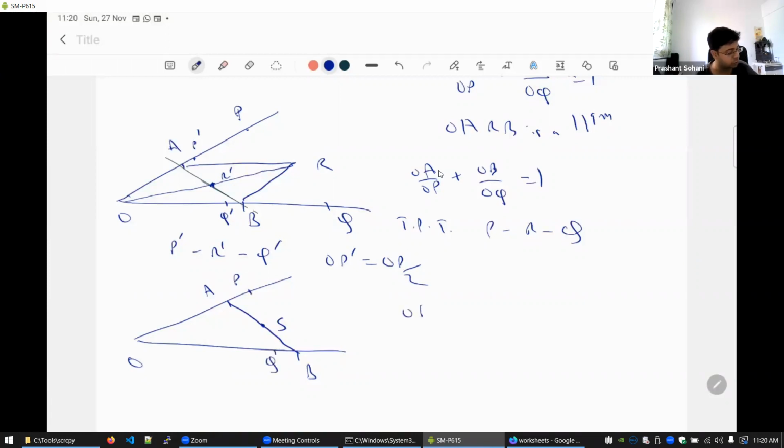So now what is given is OA upon, so here OP was twice OP dash, right? So here I have to write OA upon twice OP plus OB upon twice OQ is equal to 1. Given this, prove that PQ passes through S, the midpoint of AB.